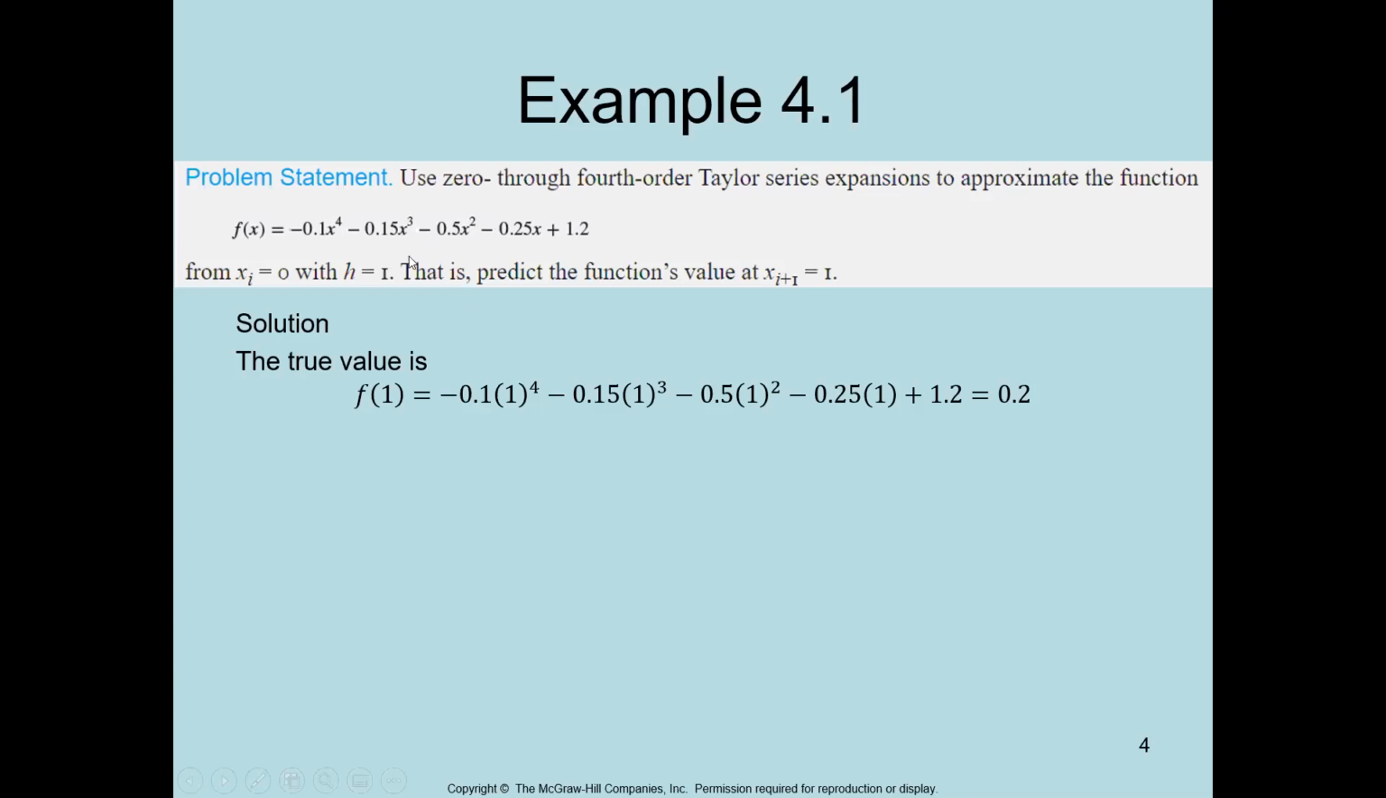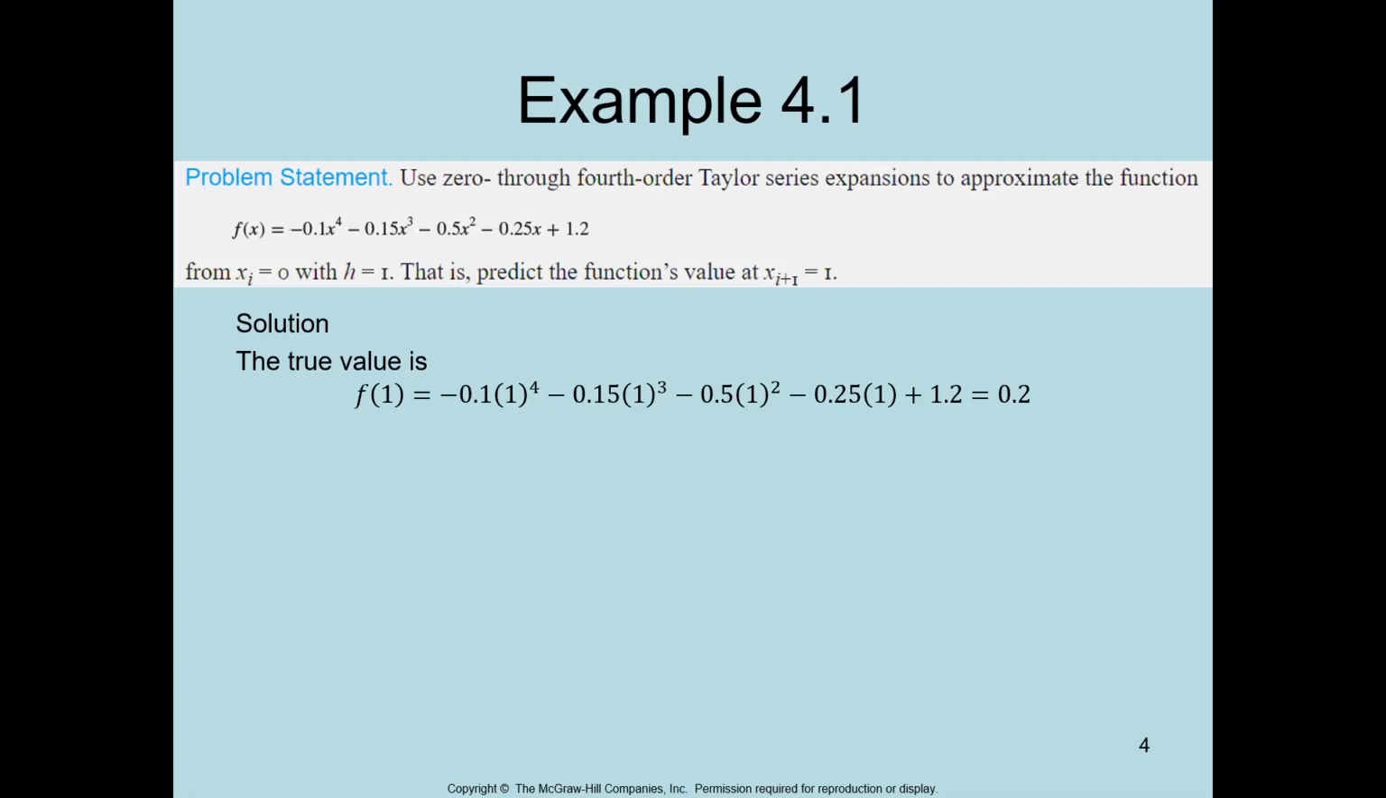In this case, if we put x equal to 1 here and evaluate, the value will be 0.2, because all the terms will be like this: minus 0.1, minus 0.5, minus 0.25, and 1.2, which is equal to 0.2. Okay, so the next step is what was actually asked.